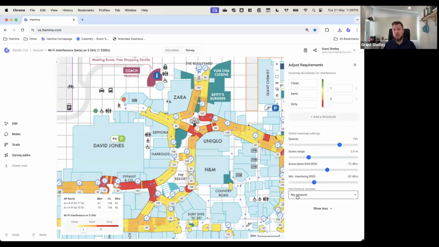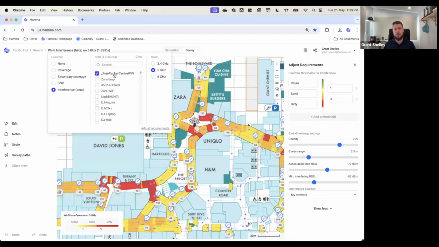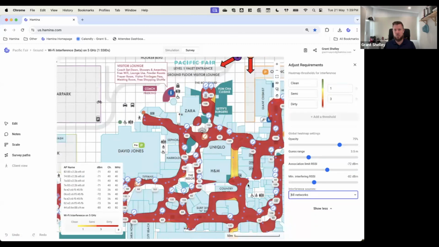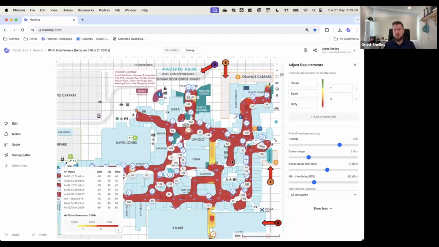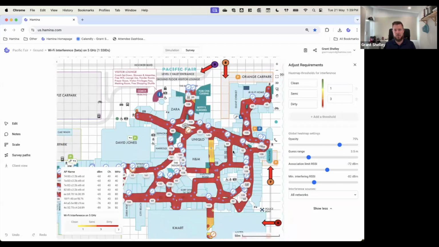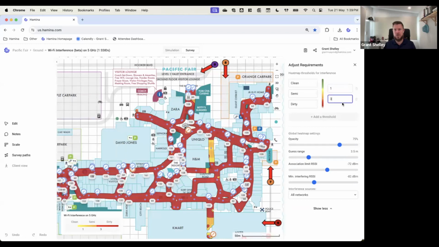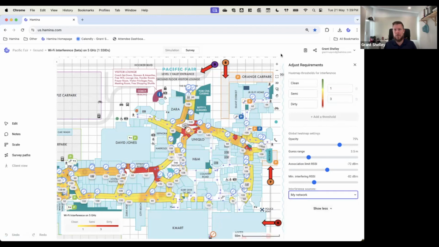At the moment, I'm just looking at it from my network, so that's just the free Wi-Fi SSID. I can look at all networks, and we see really quickly it gets really, really bad with the amount of networks that are visible in that environment. I can adjust these thresholds as well if I want. But basically, with any more than 2 APs broadcasting on that channel, we're going to have that visualization light up.